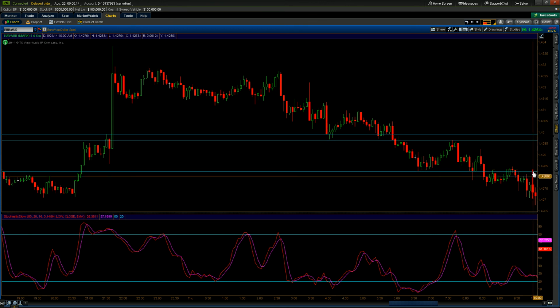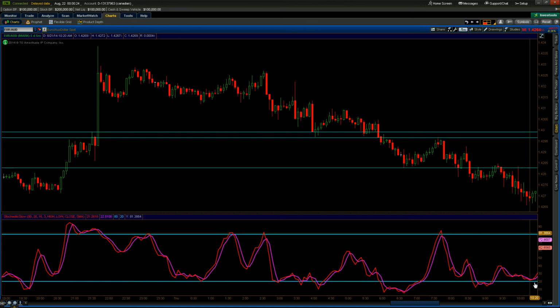Okay, so it touched again. It was a red candle. Now if you're a touch trader, you can take it right at the touch. Or if you're a close trader, you wouldn't take this trade at all. So you get more opportunities if you're a touch trader.